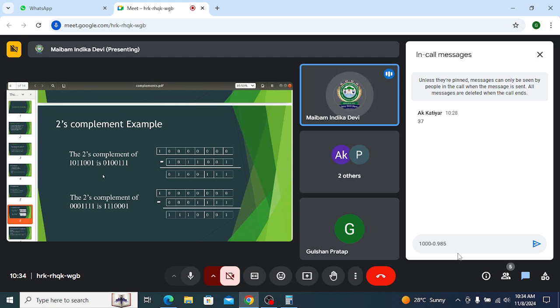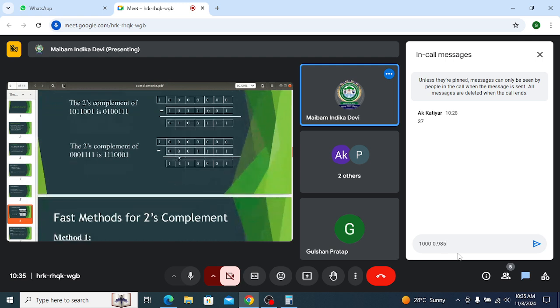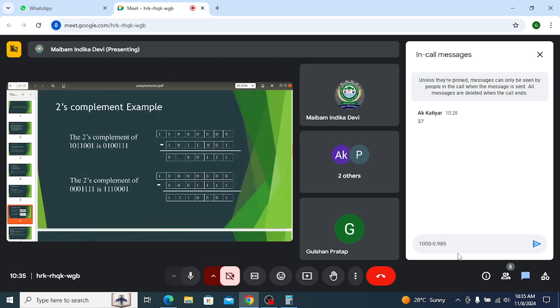So whatever the thing, 2 to the power 7 minus this number. Now 2 to the power 7 is 128. You cannot subtract 128 minus a binary number. So whatever value of 2 to the power 7 you get, it will be written in the form of binary representation, and then you will subtract it. Clear?